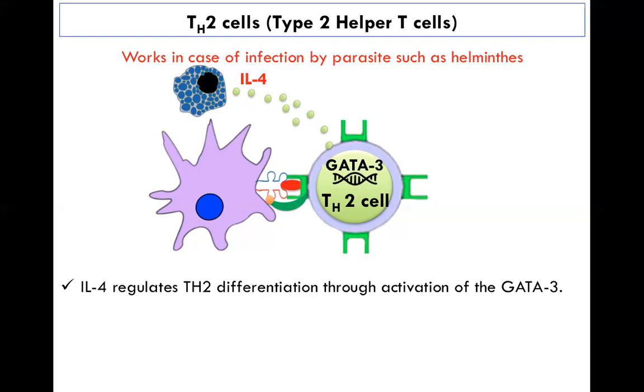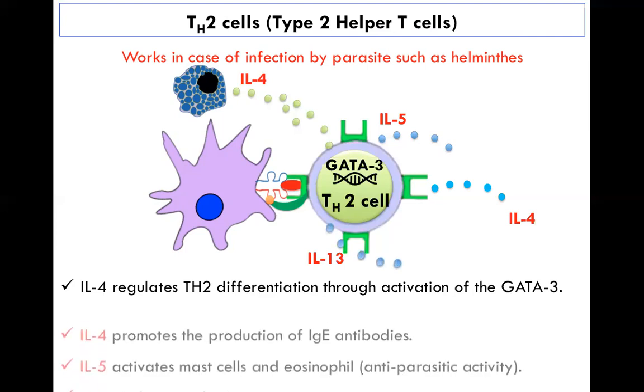Under the effects of GATA3, TH2 cells start secreting various kinds of cytokines. Actually, they secrete three different kinds of cytokines. As you can see here, they secrete IL4, IL5, and another cytokine called IL13. So let's look at the functions performed by these cytokines.